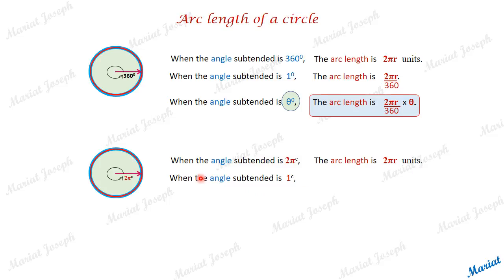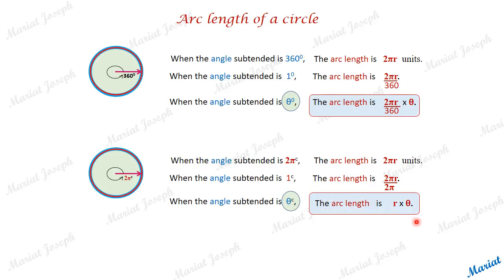So when the angle subtended is 1 radian, the arc length will be 2 pi r upon 2 pi. For 2 pi radians, 2 pi r units. For 1 radian, it is going to be r units when you simplify. So when the angle subtended is theta radians, the arc length is r into theta.